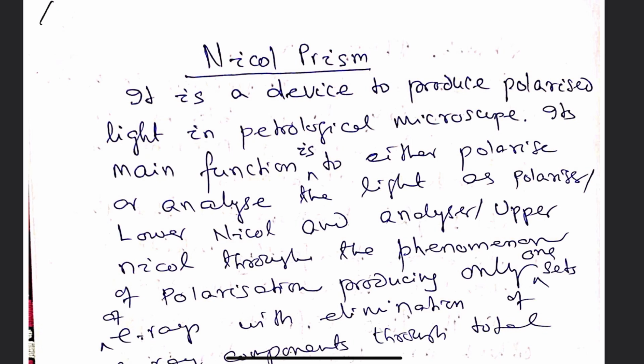When it is located in the microscope tube in the upper part below the eyepiece, it is called the analyzer or upper Nicol. And the main function of the Nicol prism is to produce polarized light. So let us discuss this.